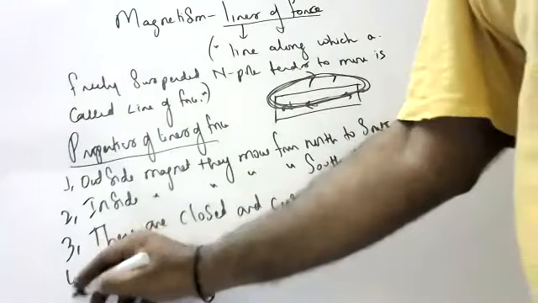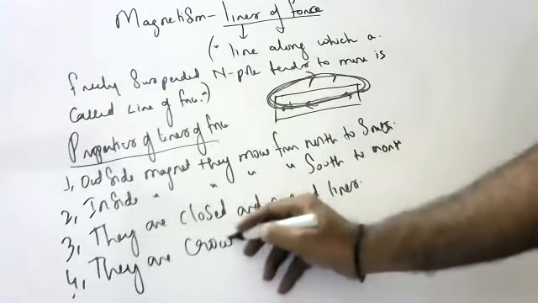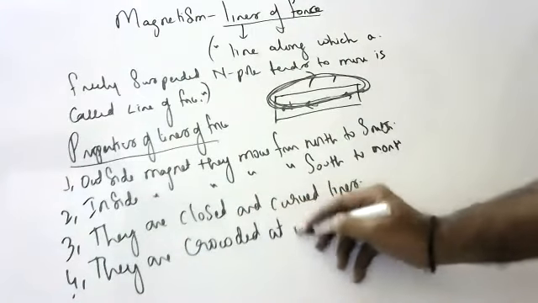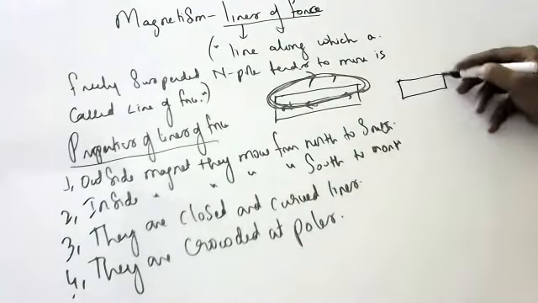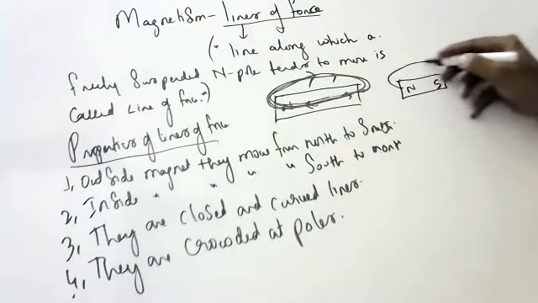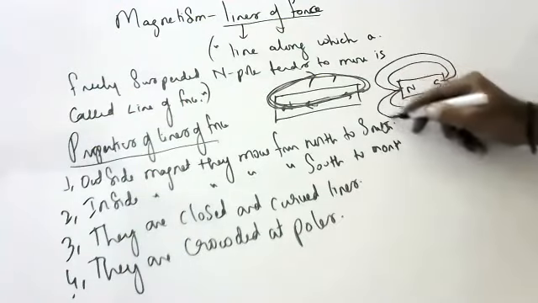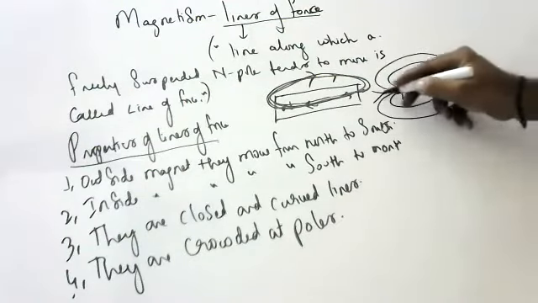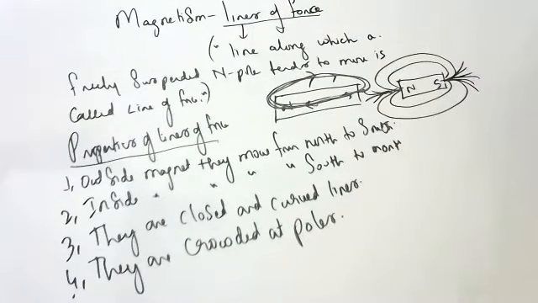And the next one, if you see, they are crowded at poles. Please note down, children, all of you. Why? Children, if you draw lines of force, they will be somewhat like this. But at the poles, if you see, they will be crowded. So many lines of force will be present here at the poles.